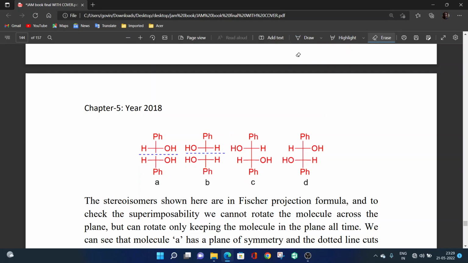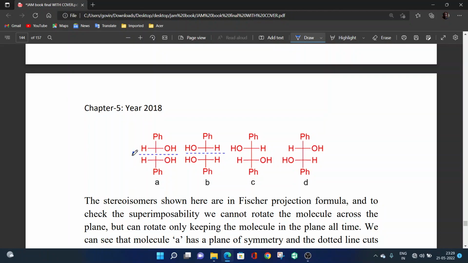Similarly, if you look, B and D also are enantiomers, right? Now the problem with A and B: they are identical. How will we know that? Even without drawing A and B, we should be able to tell that they are not a pair of enantiomers, not possible, because the molecule has a plane of symmetry.